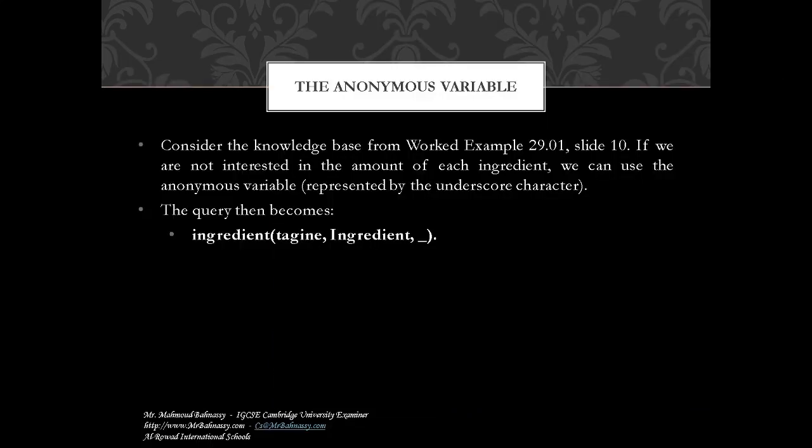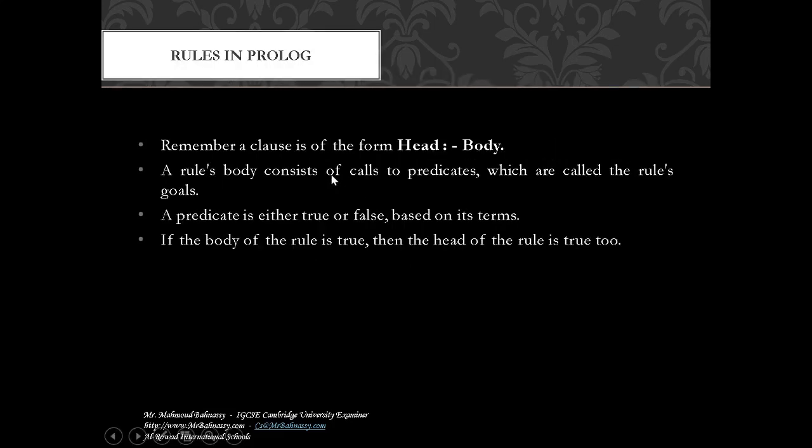Let's talk about the anonymous variables. We already talked about this one in the previous example. We said that if we use underscore, that means we ignore that value from the predicate. We are not interested in that value, and this is how we use the anonymous variable. So underscore means anonymous.